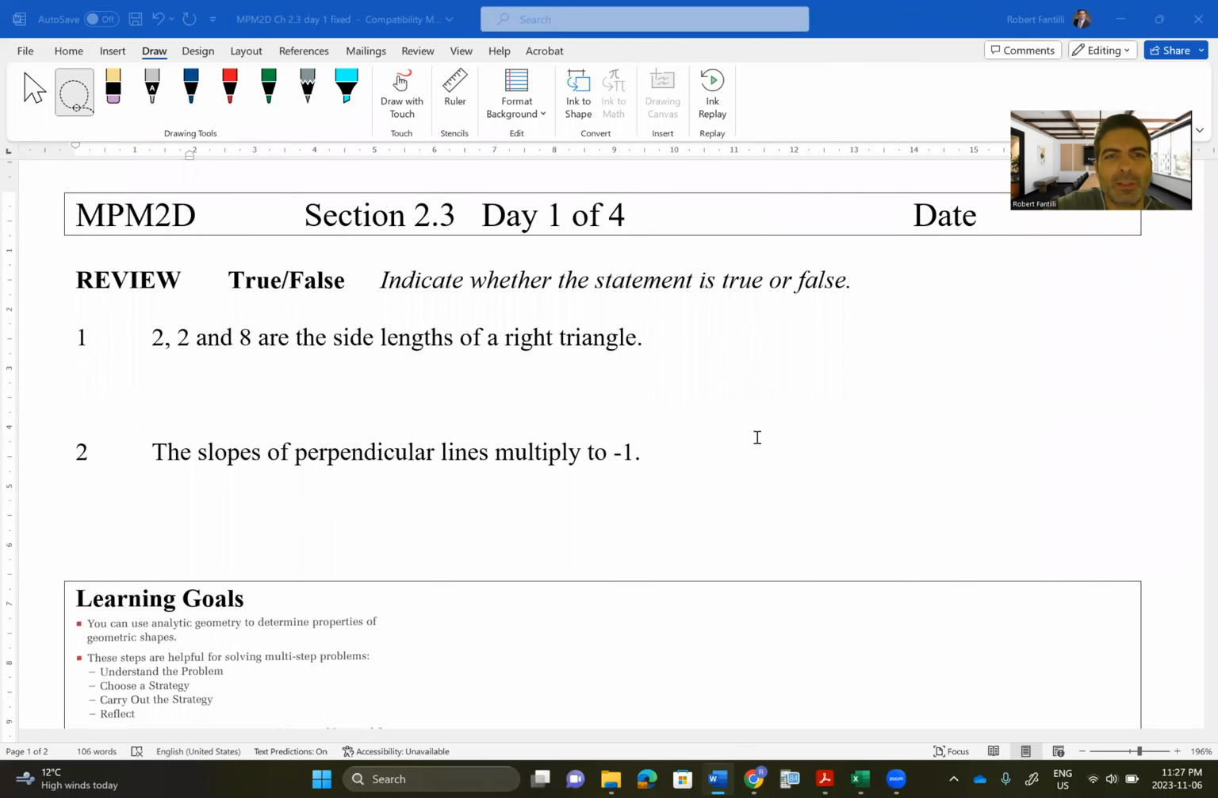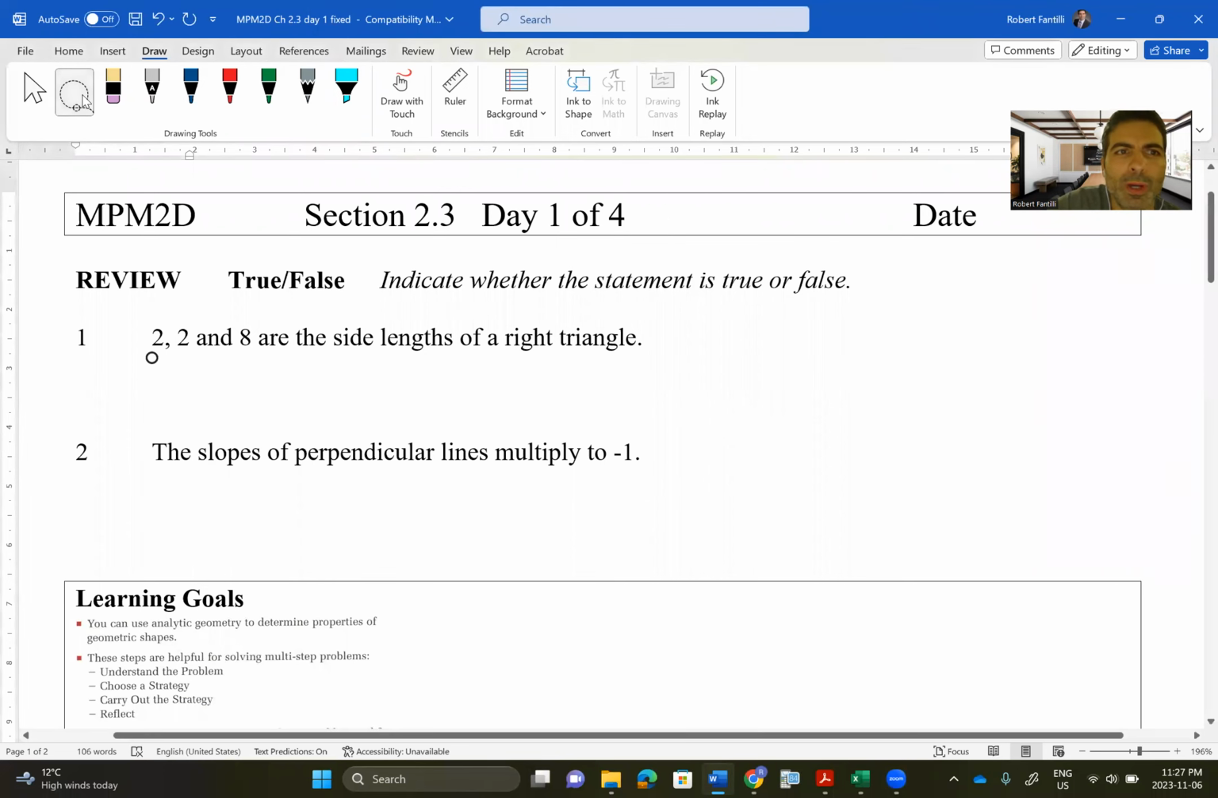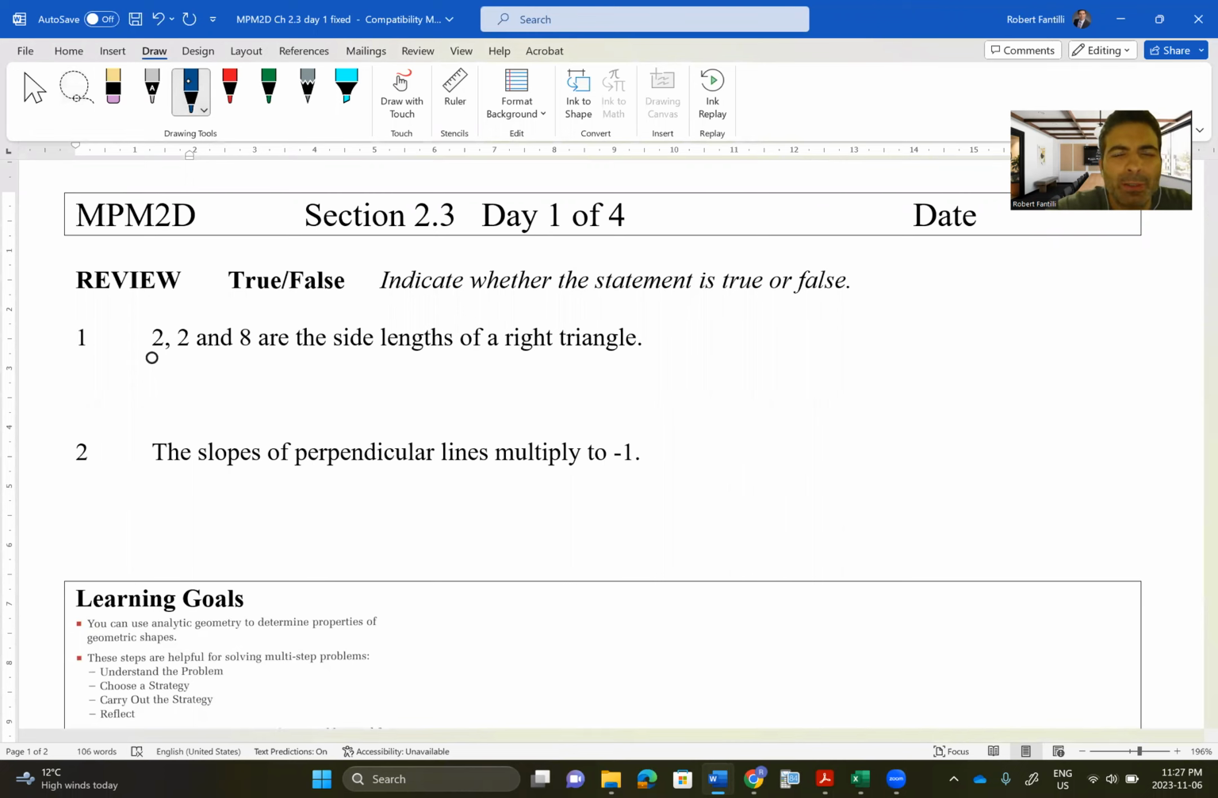Okay, gentlemen, let's take a look at 2.3, day 1 of 4. And if we take a look at the review true and false questions, just to get the juices flowing here. The first question is: 2, 2, and 8 are the side lengths of a right triangle. So we know that a right triangle has to satisfy a squared plus b squared equals c squared, which is true for all right triangles.